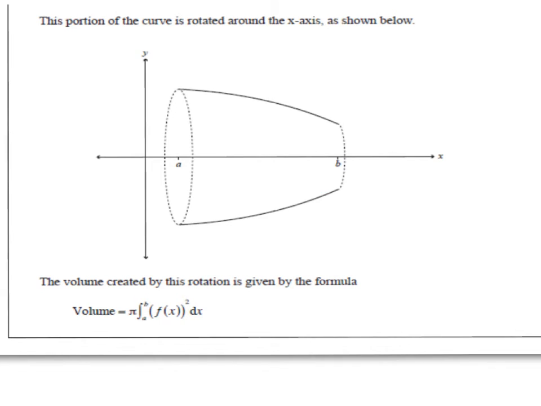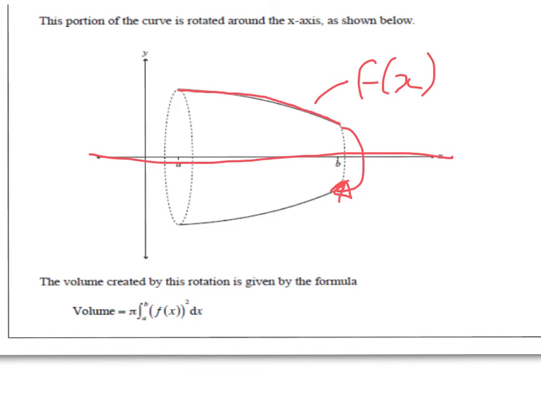This portion of the curve, so there's my curve, that's my f of x, is rotated around the x-axis as shown below. So what I want you to imagine is that curve being turned around, here we go, maths with bad drawings. Okay, so it's being rotated around the x-axis.